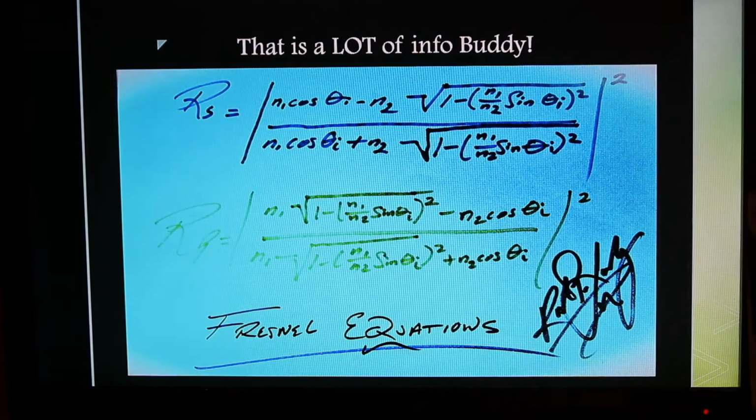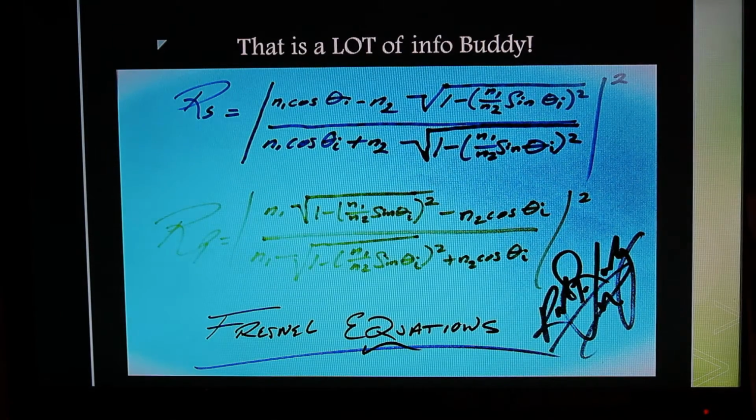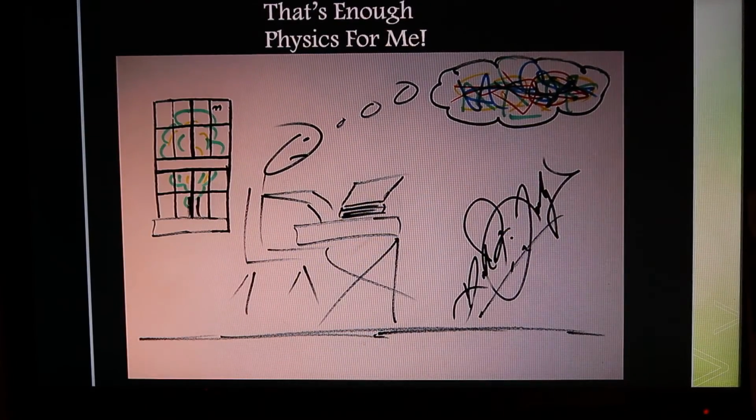So that's a lot of info, buddy. Here's my Fresnel equations. I'm not going to explain these. I believe it has to do with light refractions. I don't really use these, but they're really neat to look at. So I put them in, and I made a nice photo of my Fresnel equations, which are a little difficult to write out, but I can get there. I know my stuff. So that's enough physics for me. I've had enough physics in this video. So let's get to the polarizers.